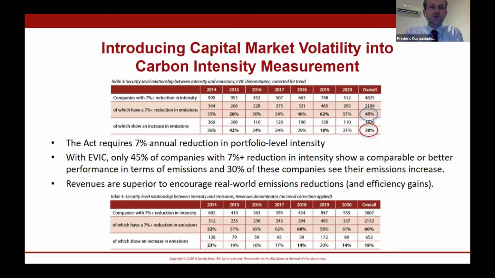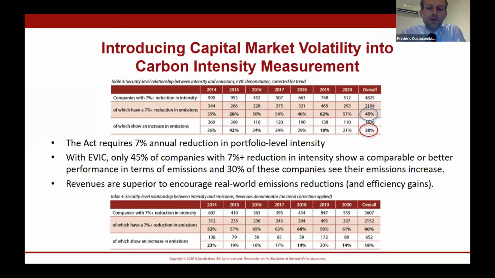So what we did to give further color to the issue was to look at how many of the companies that show 7% reduction in carbon intensity have 7% reduction in emissions or more. Why 7%? Again, because that's what the Act requires you to contract the weighted average carbon intensity of the portfolio year after year. So with enterprise value, including cash, only 45% of the companies that have 7% or more reduction in intensity have 7% or more reduction in emissions. And a whole 30% of companies with 7% reduction in intensity don't show any reduction in emissions. On the contrary, they show an increase in emissions.